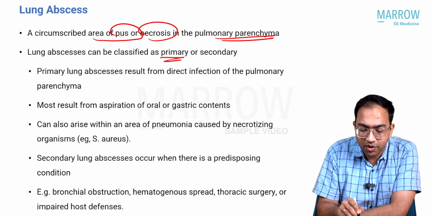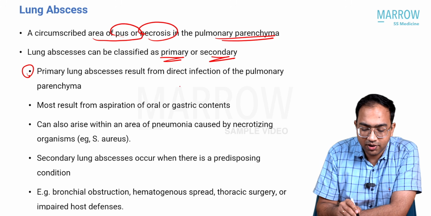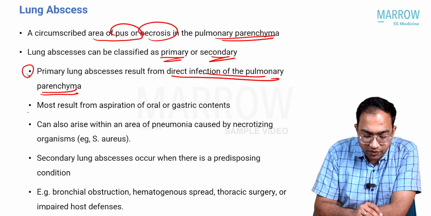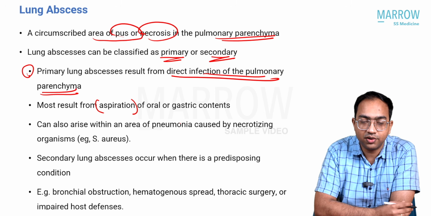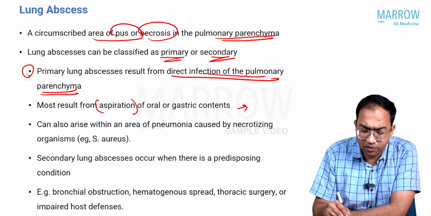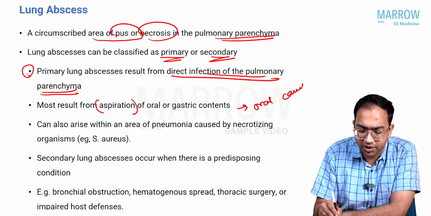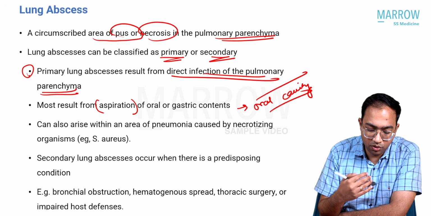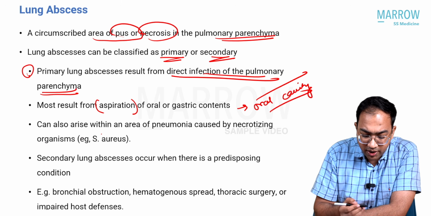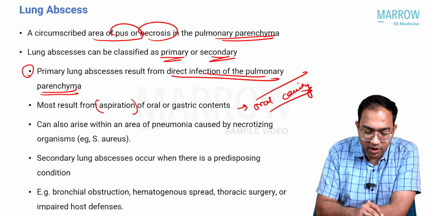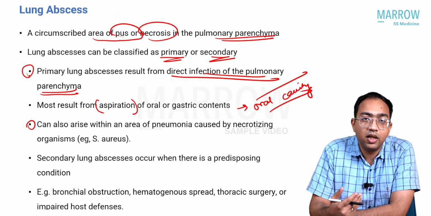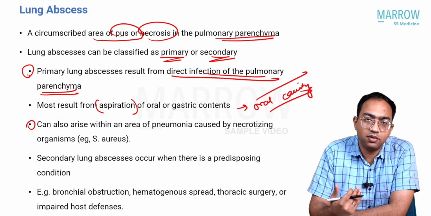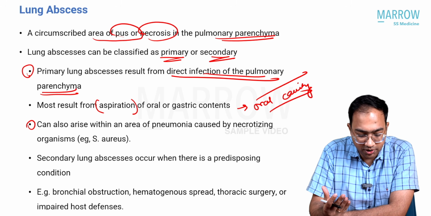Now they can either be primary or secondary. Primary lung abscesses result from direct infection of the pulmonary parenchyma, and most of them will result from aspiration of oral or gastric contents. That's why we should always examine the oral cavity in patients with pneumonia or empyema or lung abscess, just to make sure whether it's an odontogenic infection. They can also arise within an area of pneumonia caused by necrotizing organisms. So, for example, Kleb, Staph aureus, these are known agents to cause necrotizing pneumonia, and those areas can get complicated into development of lung abscess.